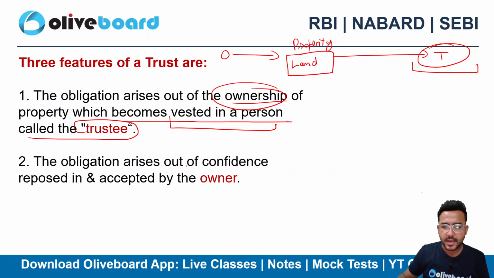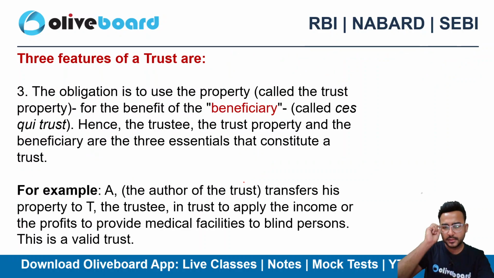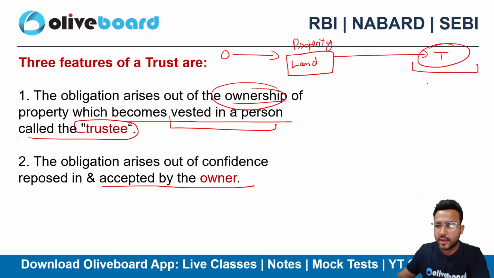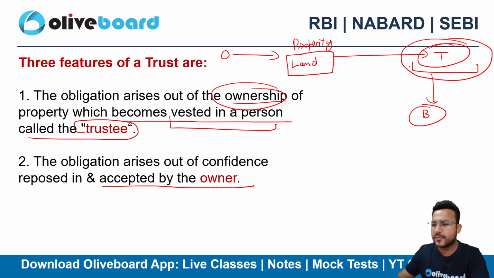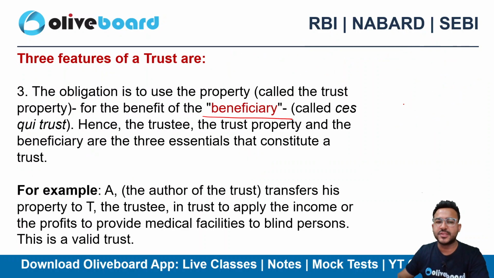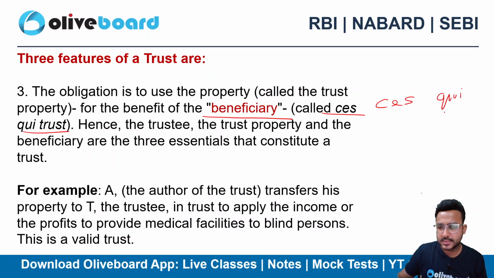The obligation arises out of confidence reposed in and accepted by the owner. The third feature is the obligation is to use the property for the benefit of the beneficiaries. So now there are some beneficiaries as well. The trustee will be keeping these assets for the benefit of the beneficiary. That's the concept of trust. Okay. This concept is also called cestui que trust.